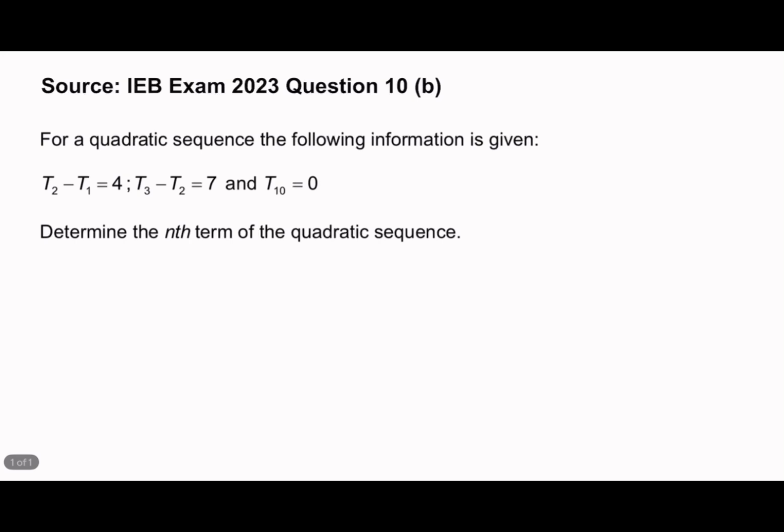For a quadratic sequence, the following information is given. We're being told that T2 minus T1 is equal to 4, and we also know that T3 minus T2 equals 7, and we also know that T10 is equal to 0. Three pieces of information there. And the question is asking us to find the nth term of the quadratic sequence.